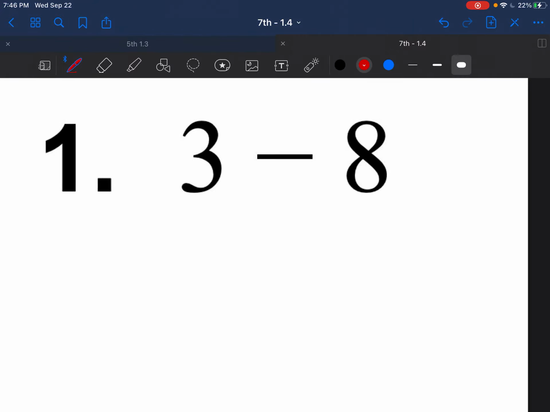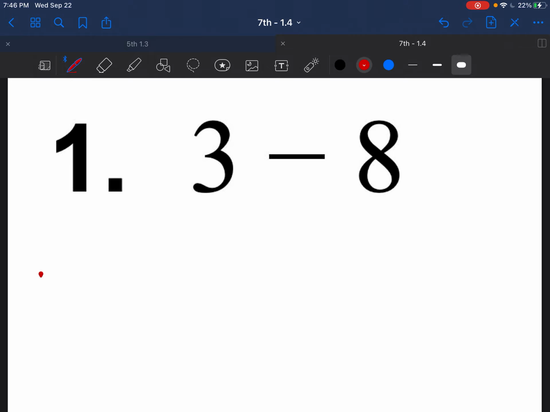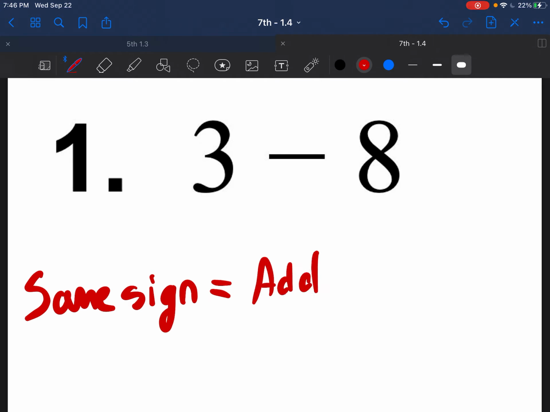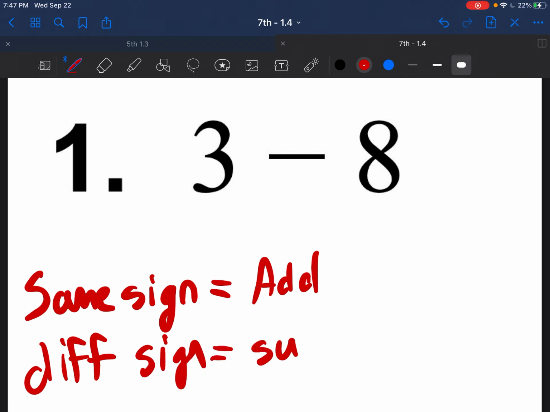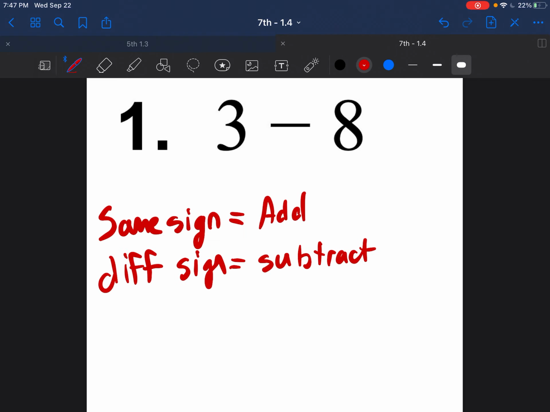So first thing we want to remind ourselves: same sign, what do we need to do? We need to add. Please write this down somewhere on your paper. And if it's a different sign, we subtract. Now, one more thing to remind ourselves is the operation. We have four operations: plus, minus, multiplication, division. Right now we are dealing with only two of them, plus and minus.